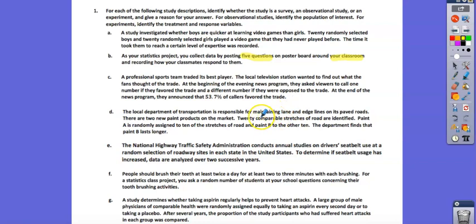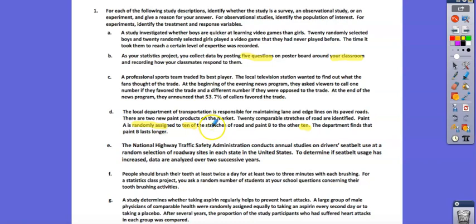The local Department of Transportation is responsible for maintaining lane and edge lines on its paved roads. There are 2 new paint products on the market. 20 comparable stretches of road are identified. Paint A is randomly assigned, I like that, to 10 of the stretches of road, and paint B to the other 10. The department finds that paint B lasts longer. For this one, it is an experiment, even though you're not looking at necessarily people.